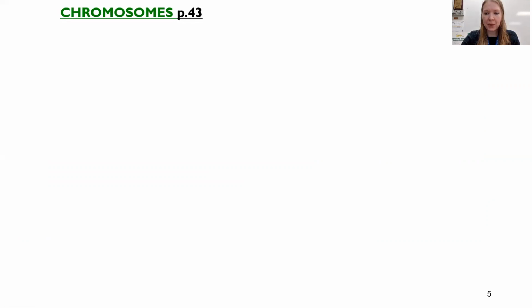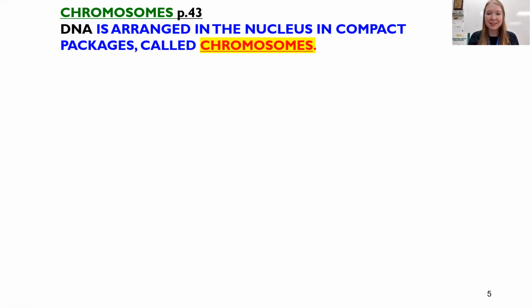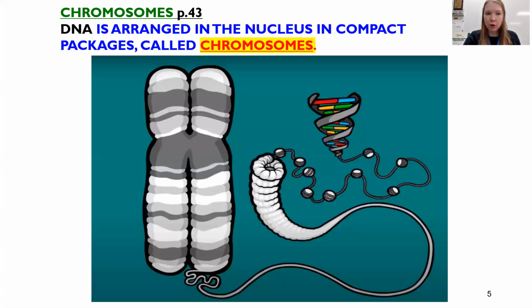Now, with that in mind, since DNA has to fit within our tiny cells, it arranges itself in the nucleus into compact packages, and these packages are called chromosomes. So essentially, the DNA is spooled around a protein, which is then coiled some more and then compressed tightly to form the chromosomes.